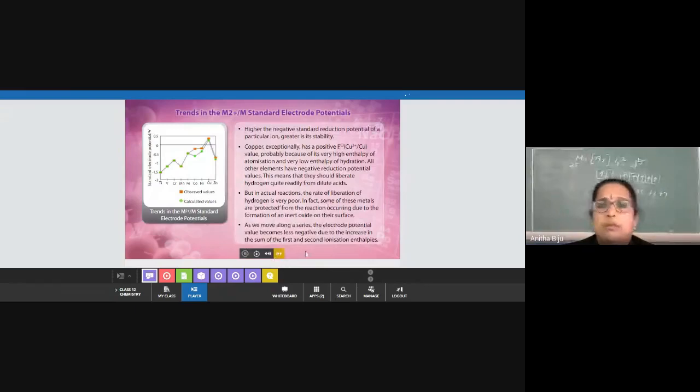This point is very important. Write the heading: standard electrode potential. Trend in standard electrode potential.